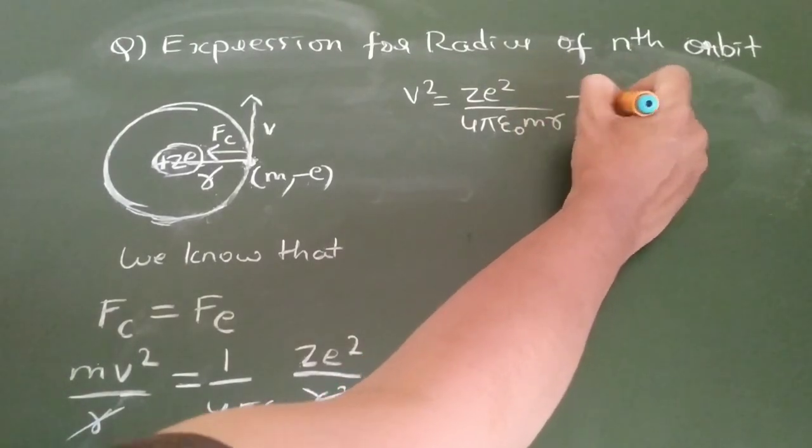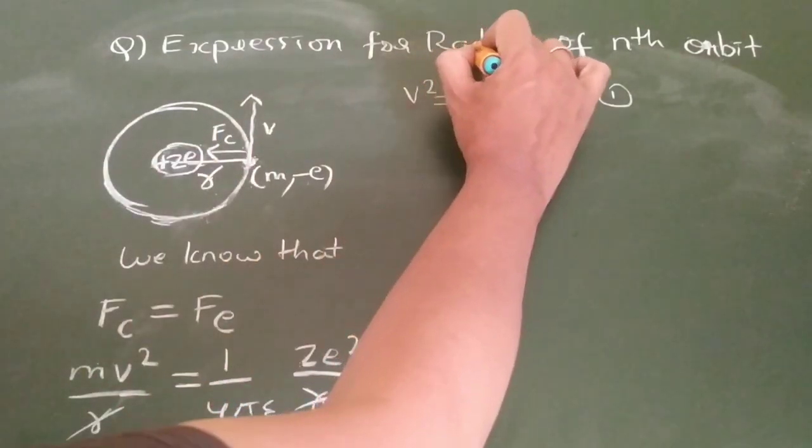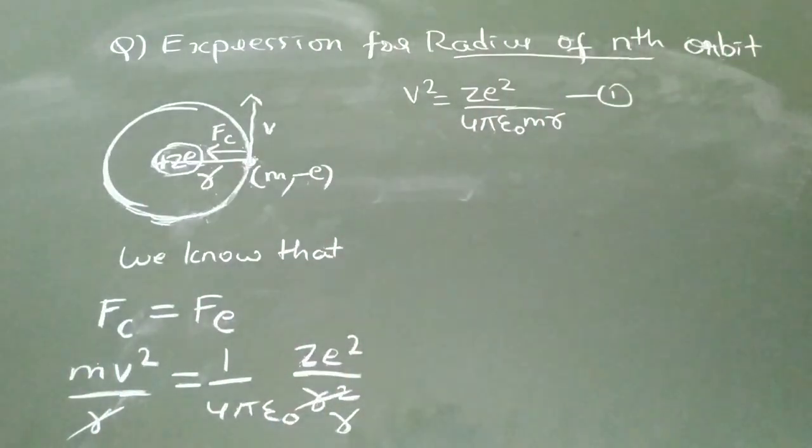Let us keep this as equation 1. Are you getting that? Let us keep this as equation number 1. So this is one equation which we are drawing. What is my target? My target is finding out radius in terms of length.